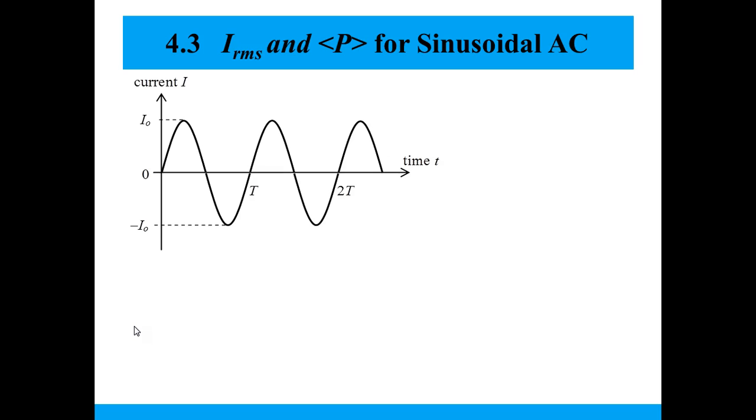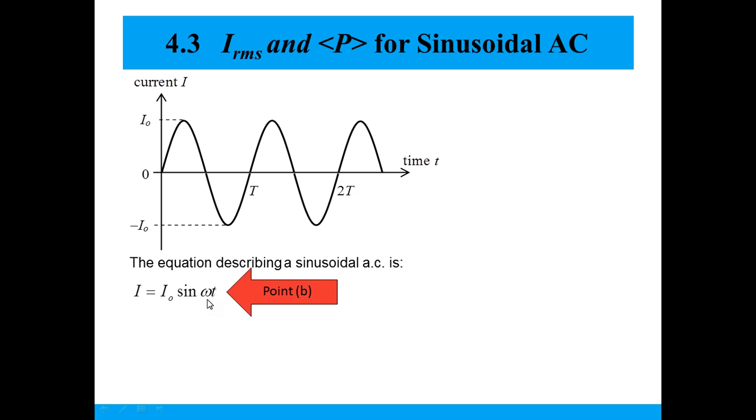Next, now let's look at the sinusoidal AC, which is in fact the more important waveform that occurs most of the time in this topic. A sinusoidal waveform looks generally like a wave, and the equation describing it is given by I equals I naught sine omega t, where I naught is the peak value, omega is the angular frequency, and t is the time.